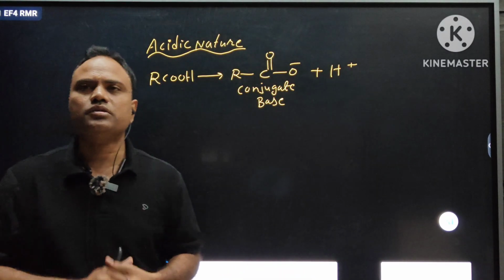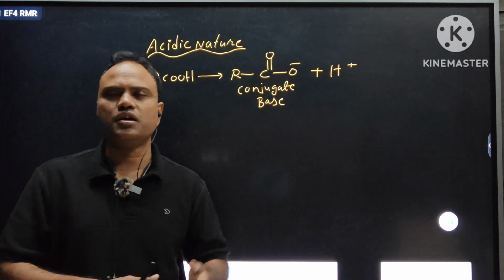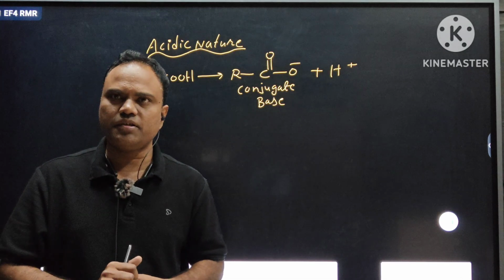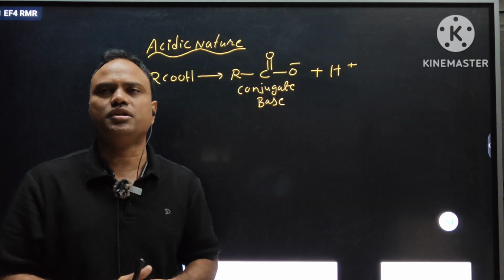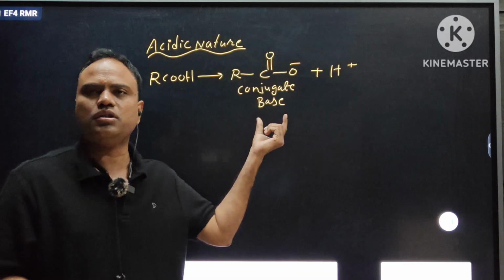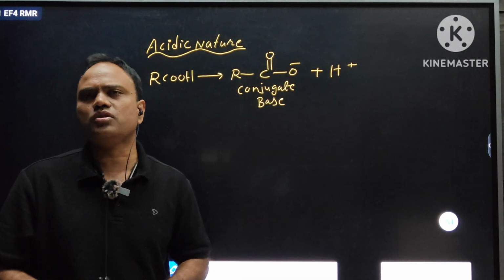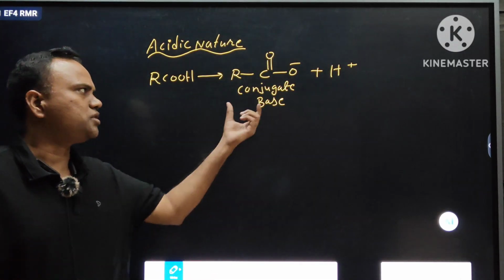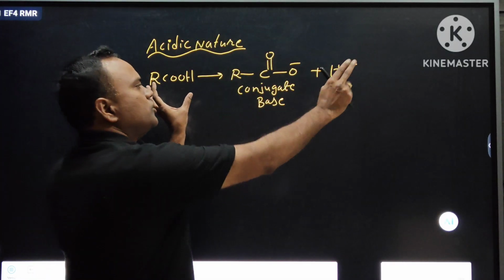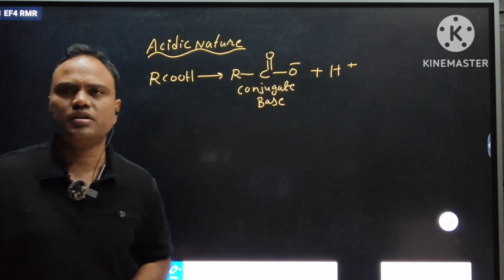Why am I talking about the conjugate base? To predict the acidic nature of any compound, like alcohol, carboxylic acid, phenol or benzoic acid, we have to write the conjugate base and identify its stability. We have to compare the stability of the conjugate base. If the conjugate base is more stable, the corresponding compound will be more acidic. This is the key point. Sometimes we get theoretical questions also. First write the conjugate base by removing H plus from the acid, and observe its stability. Clear?